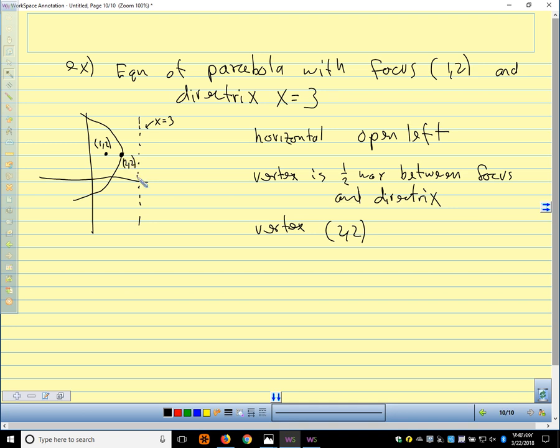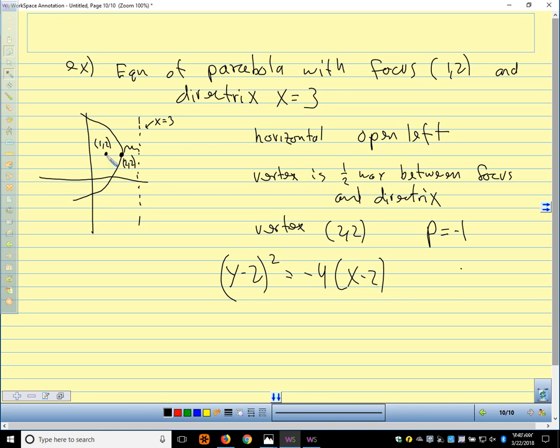All right, now what's P here? How far is it from 2, 2 to x equals 3? 1. P equals 1. We could also figure out that P equals 1 by remembering that P is half the distance between the focus and the directrix. So P equals 1, and it opens left. So I'm going to say P equals -1, since it opens left. And I'm going to say (y minus 2) squared, since it's horizontal, equals -4(x minus 2).